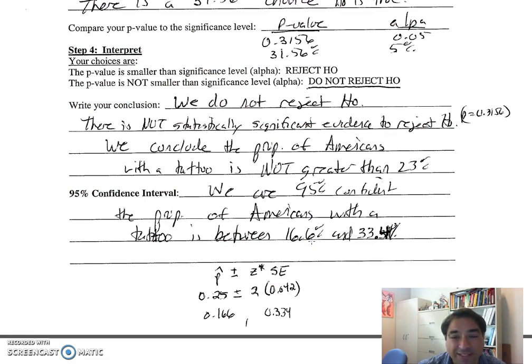Now remember, we were trying to say that it's greater than 23. 23 is in the middle. Our confidence interval is not entirely greater than 23. Our confidence interval is actually verifying that it is 23%. That's why we could not reject 23%.